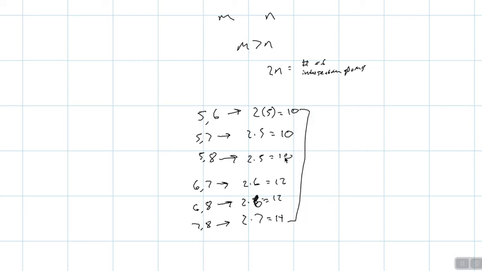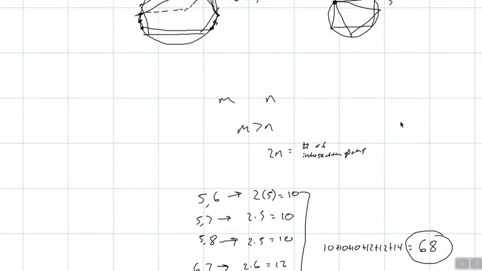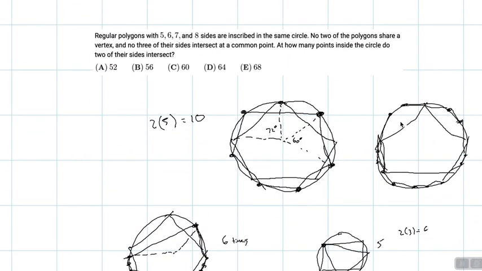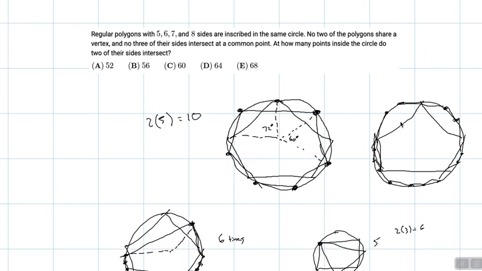So we add all of these up. So 10 plus 10 plus 10 plus 12 plus 12 plus 14. And when you add that up, it comes out to 68. So there will be 68 points inside the circle where two of their sides intersect. So the answer is choice E.